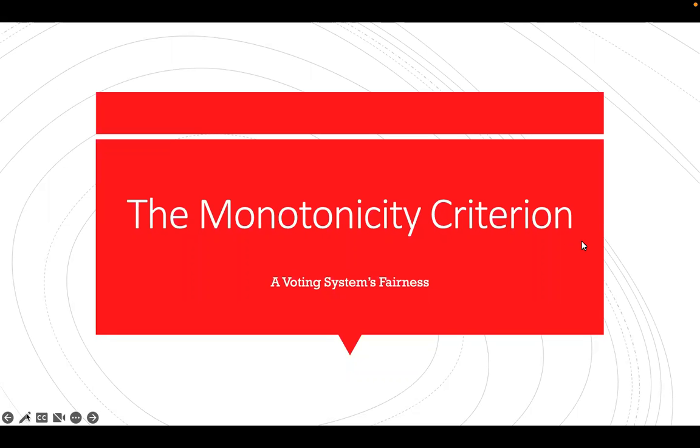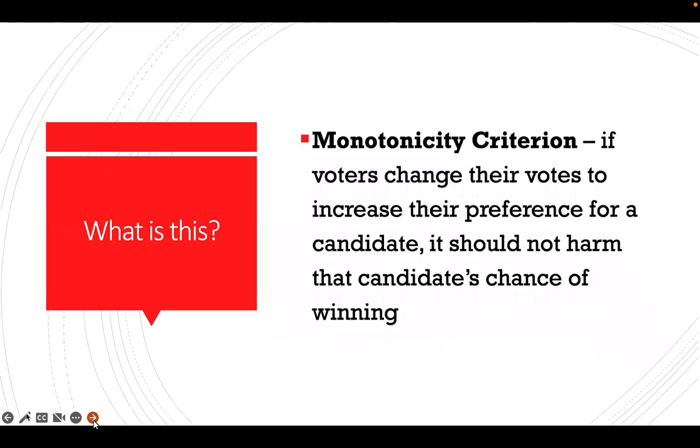Let's talk about a voting system's fairness by talking about the monotonicity criterion. So first of all, what is this? When we talk about the monotonicity criterion, it basically says if voters change their votes to increase their preference for a candidate, it should not harm that candidate's chance of winning.